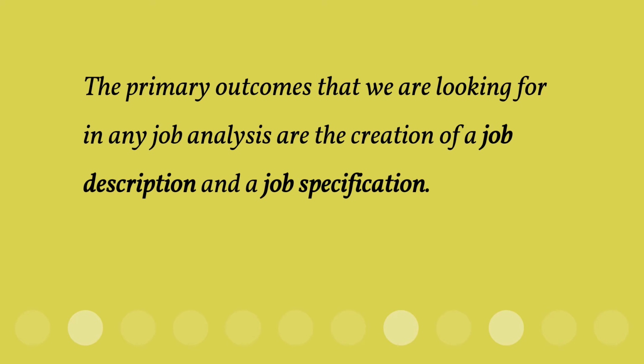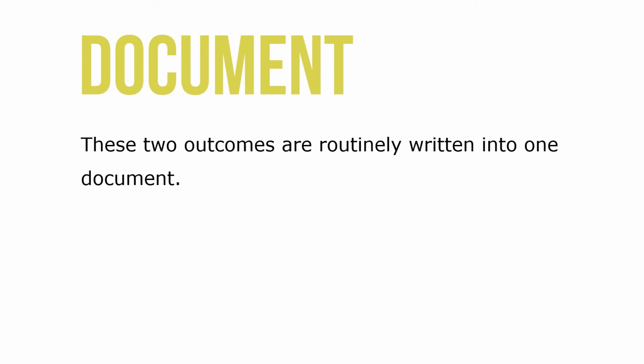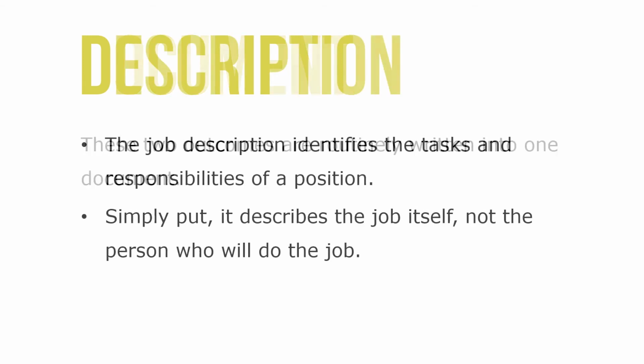The primary outcomes that we're looking for in any job analysis are the creation of a job description and a job specification. These two outcomes are routinely written into one document that we usually call a job description. The job description identifies the tasks and responsibilities of the position. Simply put, it describes the job itself, not the person who will do the job.